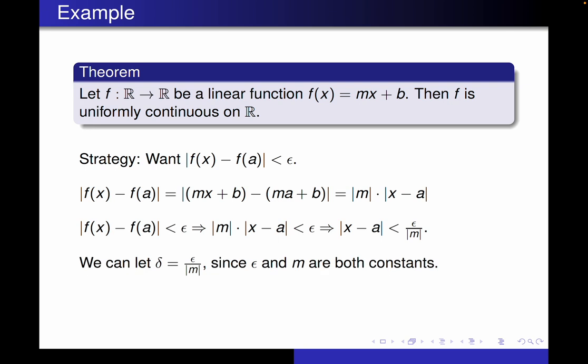We can now let delta equal epsilon over absolute value of m because both epsilon and absolute value of m are being considered constants here. We don't have a as part of our delta, so that will be a constant. And then we do the rest of the proof the same as regular continuity, and that will prove that f is uniformly continuous over all the real numbers.